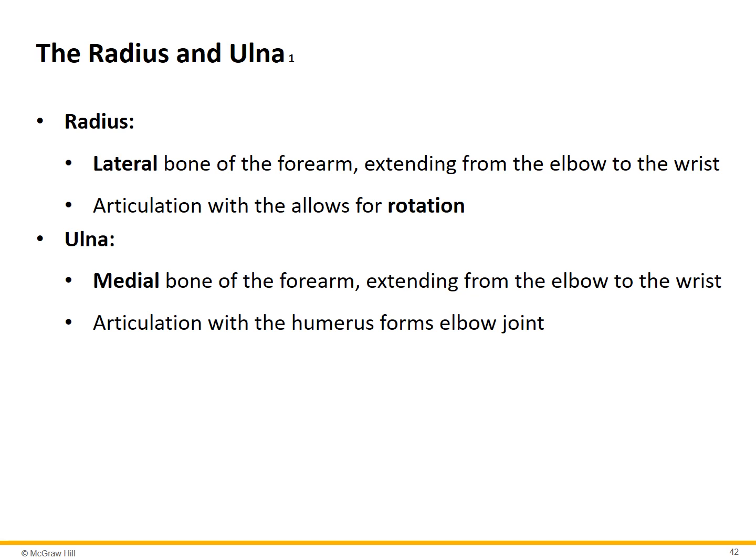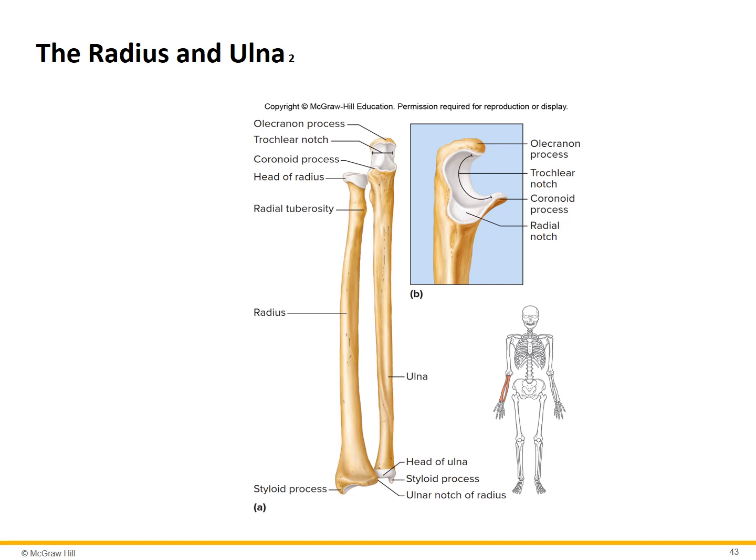Your ulna is on your pinky side, so that's the medial bone of your forearm. It again extends from the elbow to the wrist, and it articulates with the humerus to form your elbow joint. Okay, the rotation of the radius is also a joint between the radius and the humerus, but it's not part of the elbow joint. So we will go over the bone parts of the radius and ulna. It's just showing them together.